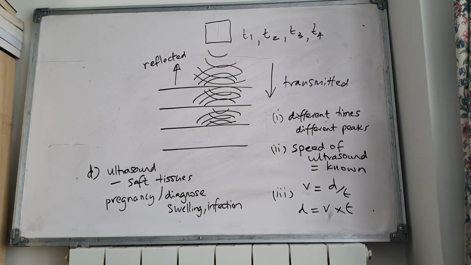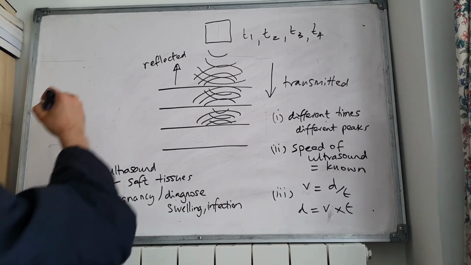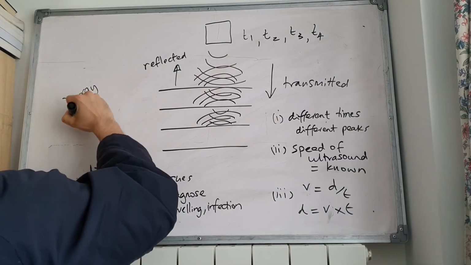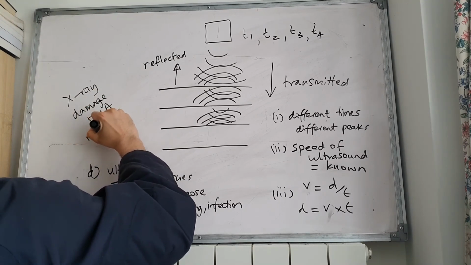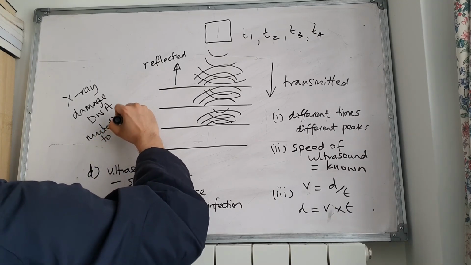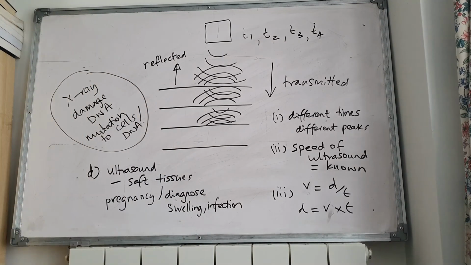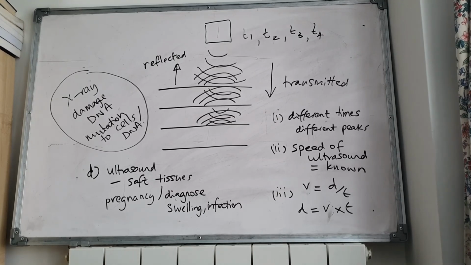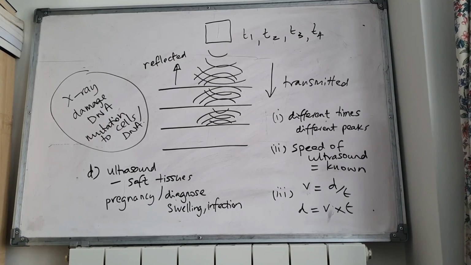And for X-rays, what are the risks? What are the dangers? So for X-rays, because it can cause cancer if you have overexposure. So X-rays, you can damage DNA. So for X-ray, mutation to cells, DNA. So for X-rays, you can damage the DNA. That could cause mutation, and that will lead to cancer.